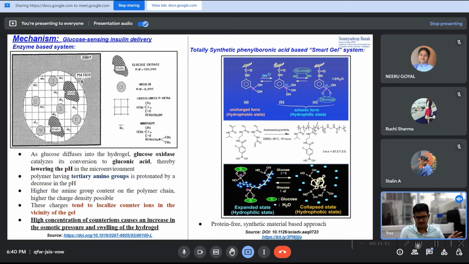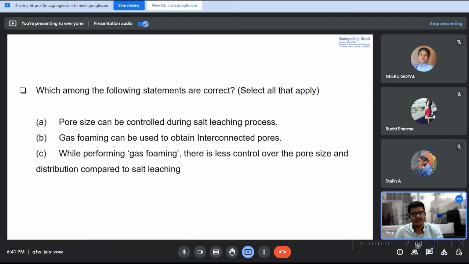So in the conventional one, gluconic acid is formed, pH is reduced, and because of the osmotic pressure that is created, the hydrogel swells. Right? So this is one mechanism, the conventional one. And the synthetic one was also there, that is phenyl boronic acid based smart glucose-sensing gel system. Right? Then this question, which among the following statements are correct?